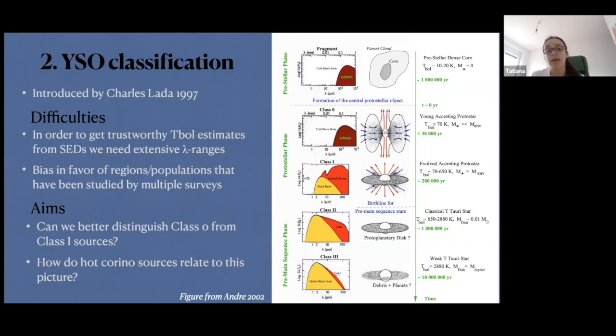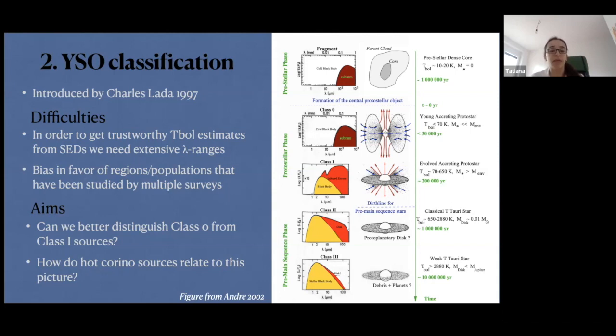I want to say that there are a few difficulties that come with this classification, and one of them is that we often rely on bolometric temperatures, and these estimates in turn rely on trustworthy SEDs, which we often do not really have because we need extensive wavelength ranges. So there is often a bias towards regions that have been studied by multiple surveys, and therefore we can build such SEDs. So the general aim of my current project with Nemesis is whether we can find a way to distinguish between class 0 sources and class 1 sources in particular.